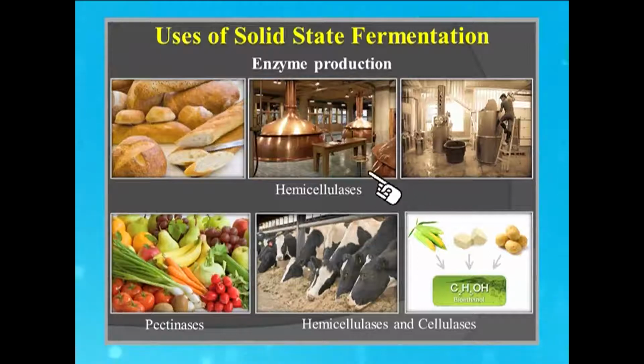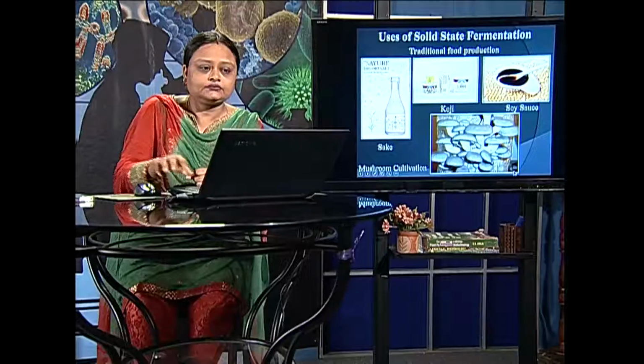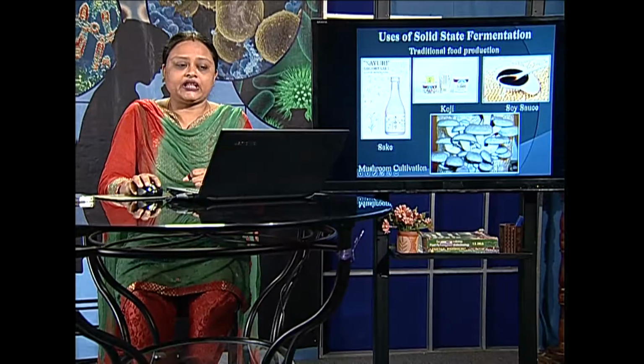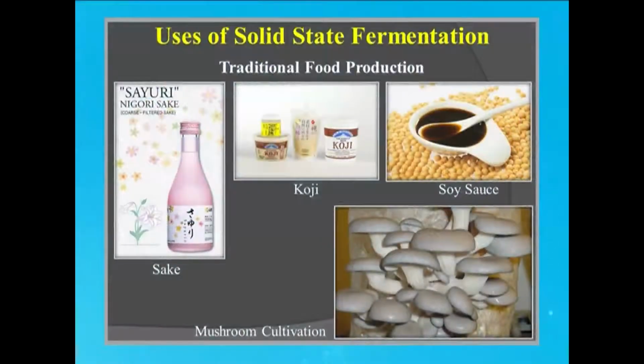Again, we have the brewing and the distilling industry which uses hemicellulases. The baking industry again uses hemicellulases and cellulases. And finally, to wind up the uses of the enzymes, we have the production of bioethanol, the need for today, which uses extensively hemicellulases and cellulases. Other uses of solid state fermentation include traditional food production like sake, a drink, koji, soy sauce fermentation, and not to forget mushroom cultivation. All these are produced by solid state fermentation.